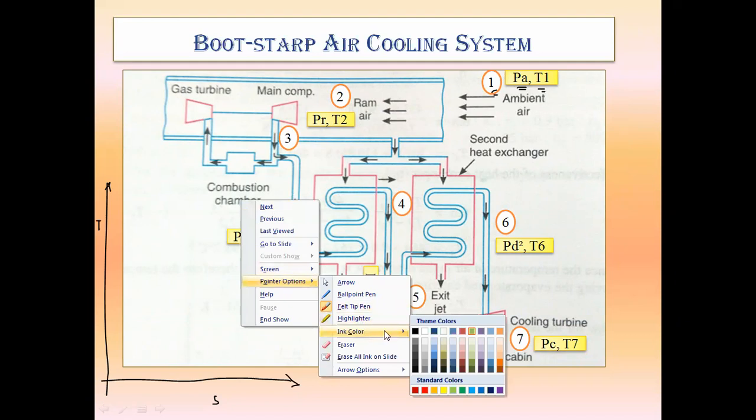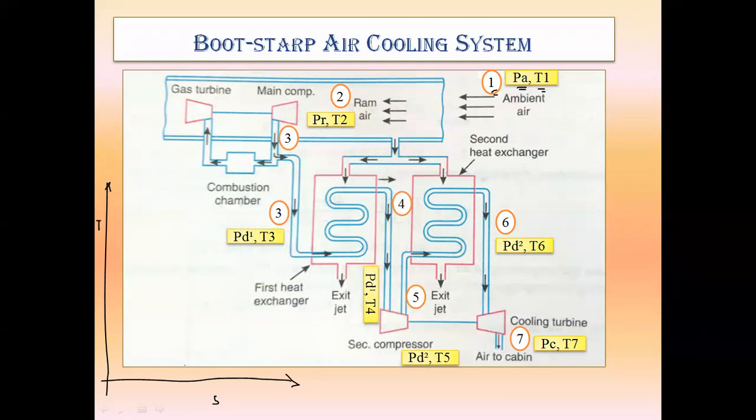I'll use this color. Suppose this is the ambient pressure line. So on that ambient pressure line, we will have the point number 1, which is having the temperature as a T1. So suppose this is my point number 1.